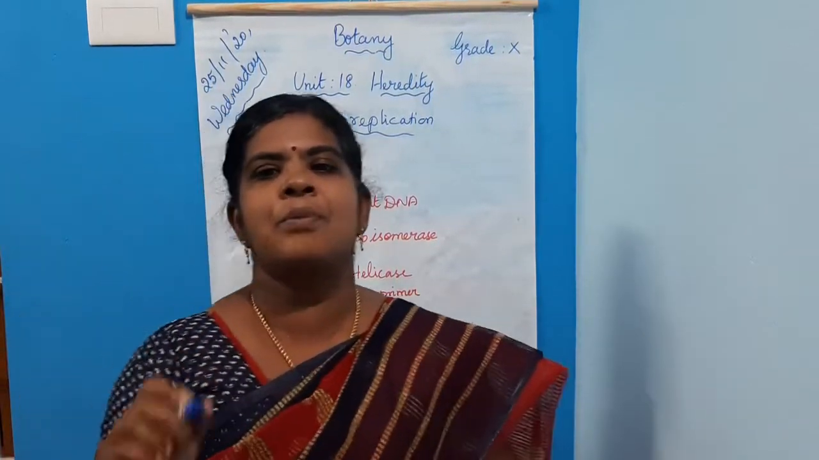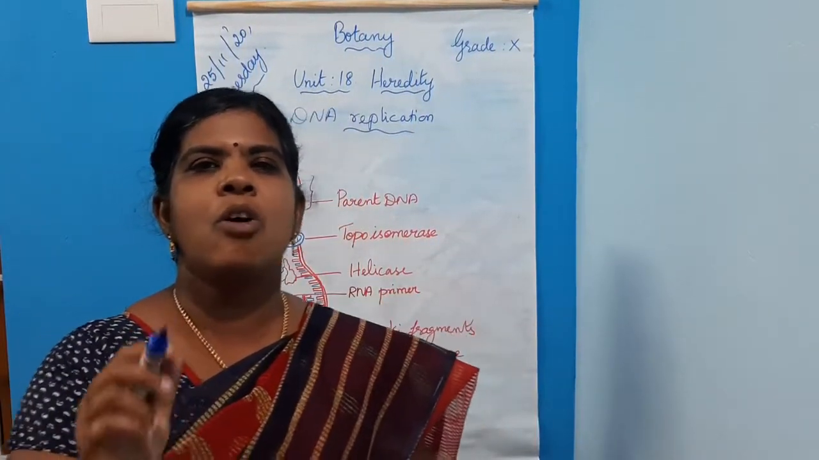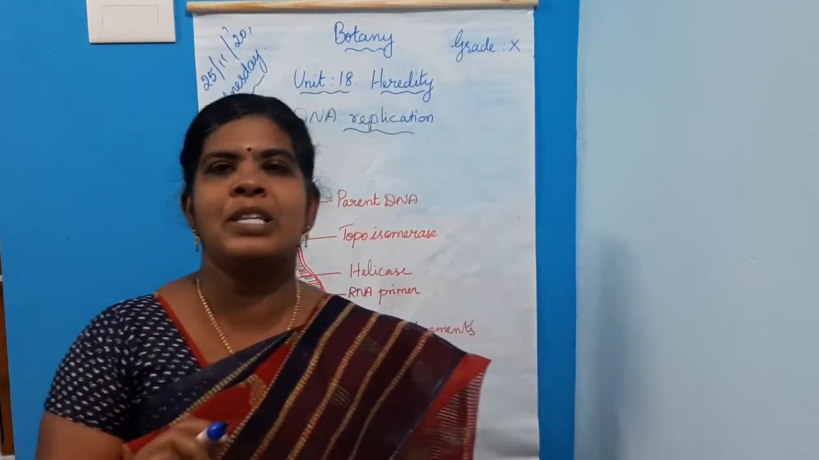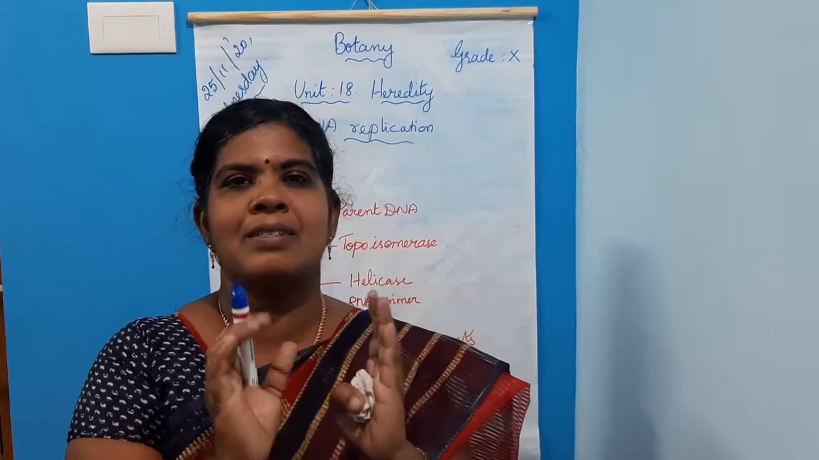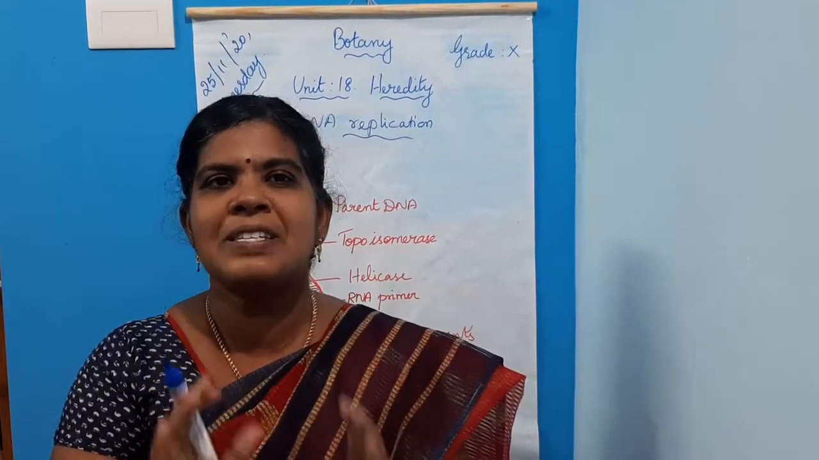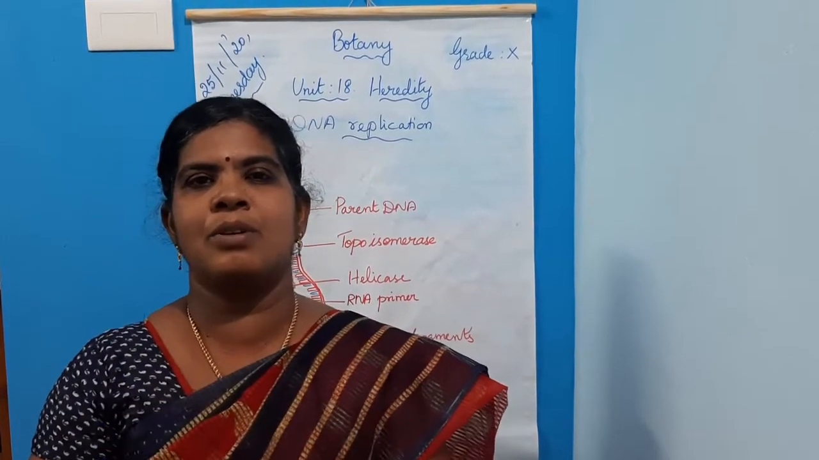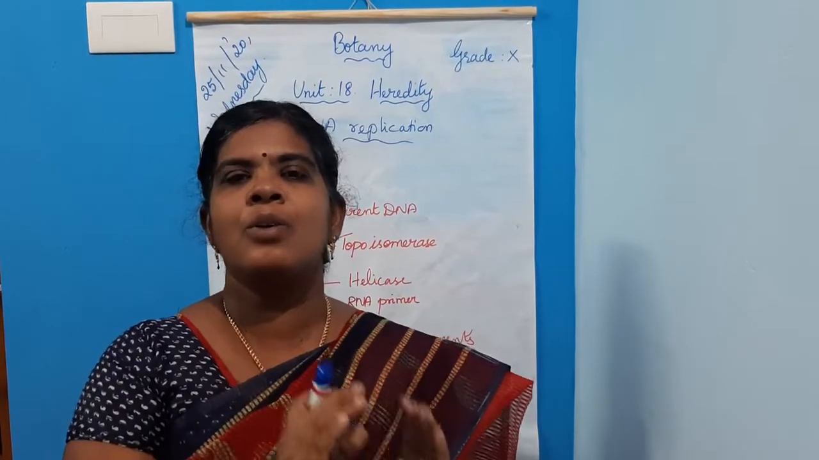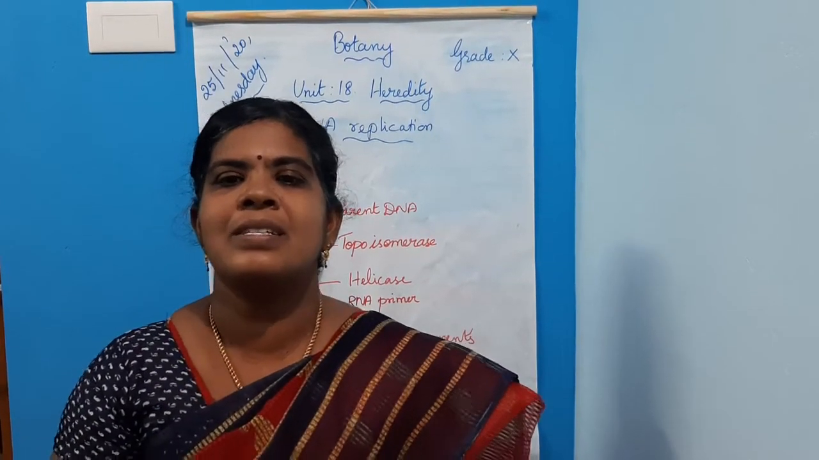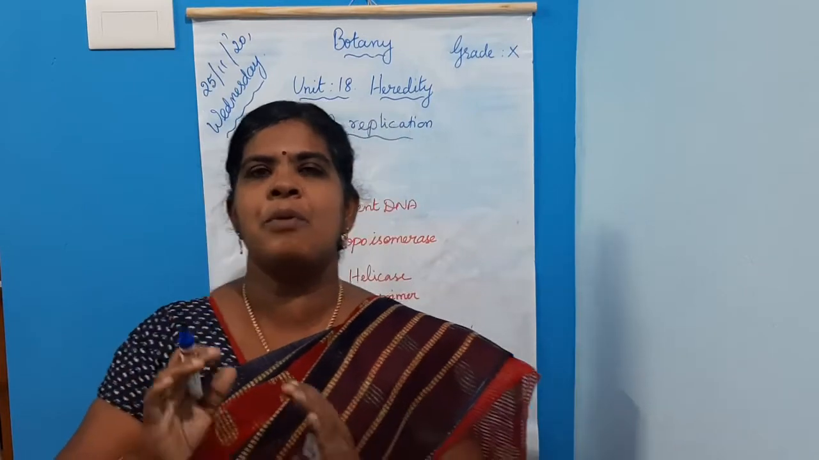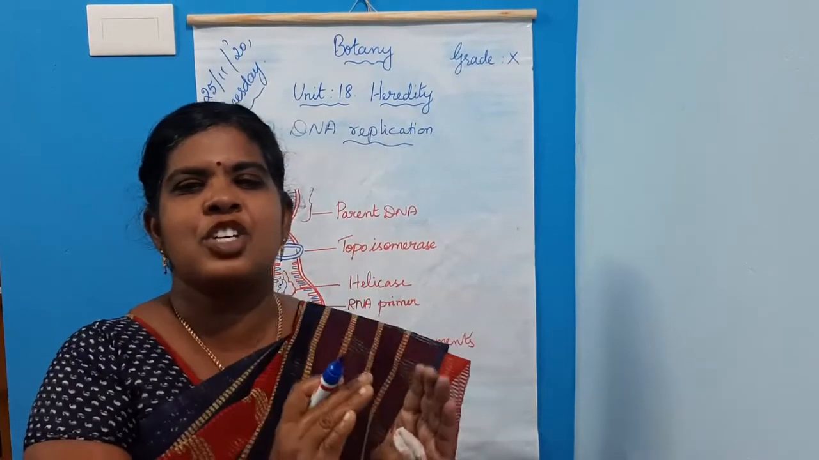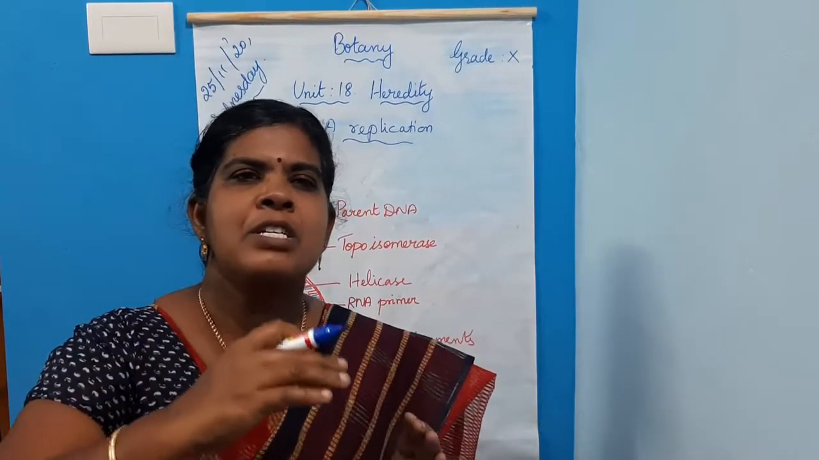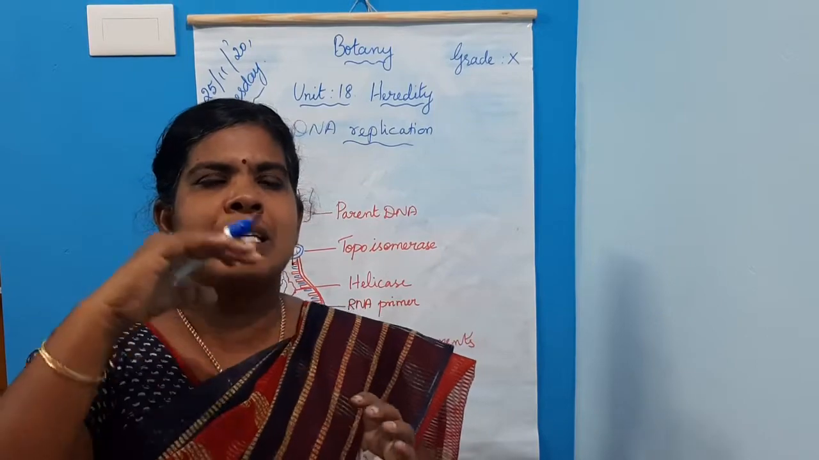The two strands of the DNA molecule have complementary base pairs. You know that complementary base pairs means the bases present in DNA are specific. Adenine pairs with thymine and guanine pairs with cytosine, isn't it? So the two strands of the DNA molecule have complementary base pairs. The nucleotides of each strand provide the information needed to produce its new strand.